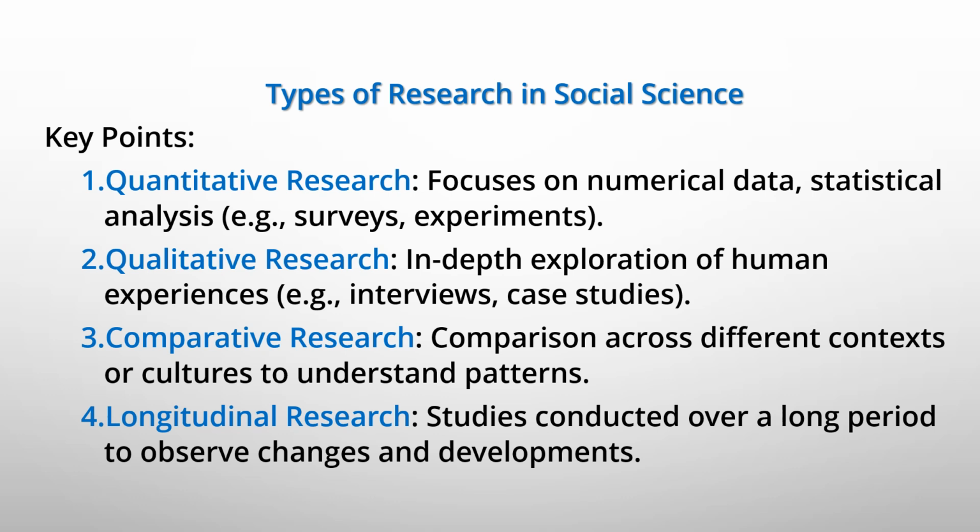Social research can take many forms, depending on the question we want to answer. Let's look at the types of research. Quantitative research. This involves collecting numerical data. For example, if I want to study the literacy rate in a particular district, I might conduct a survey, collect the data, and then analyze it statistically to find patterns. This type of research is good for identifying trends and making predictions.